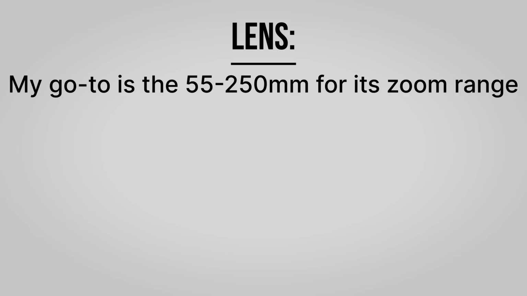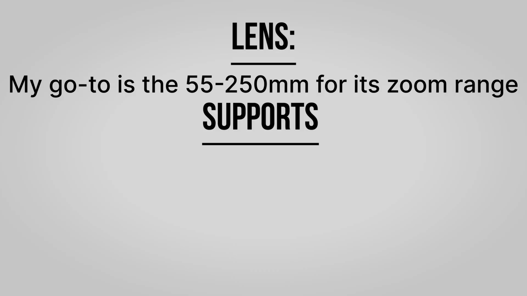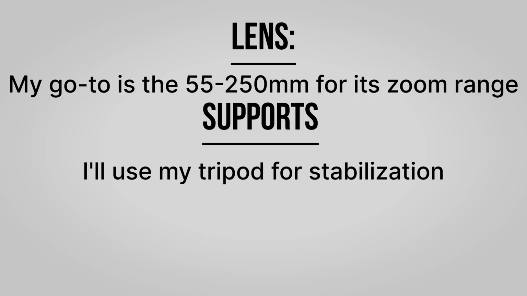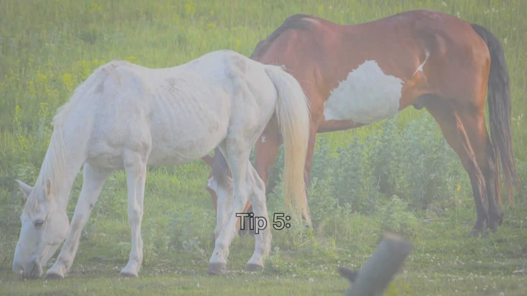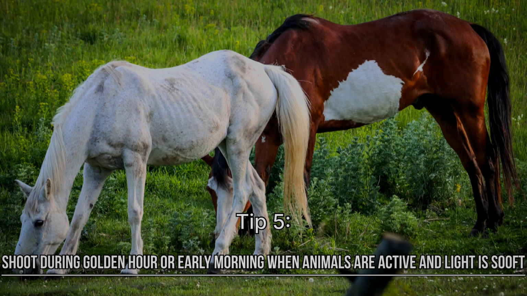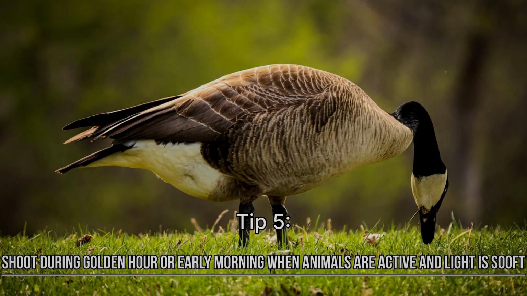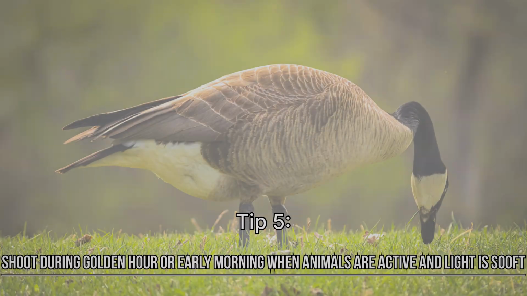Lenses I go for: my go-to is the 55 to 250 millimeter. The zoom is pretty good, but more zoom is never a bad thing. Support: I'll use my tripod for stabilization. Here's some tips for wildlife. Shoot during good golden hour or early morning. Animals are more active and light is soft.